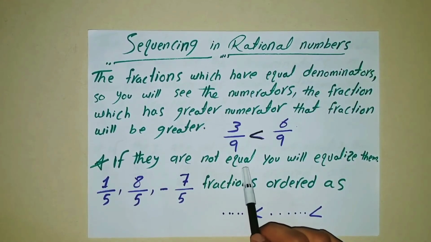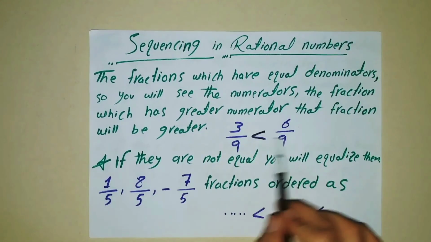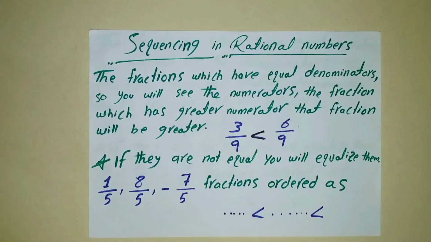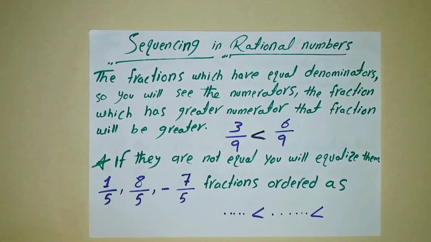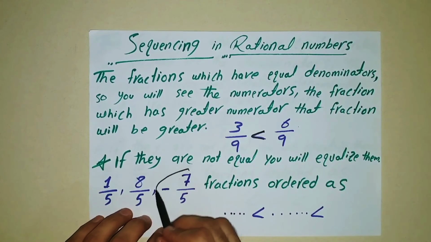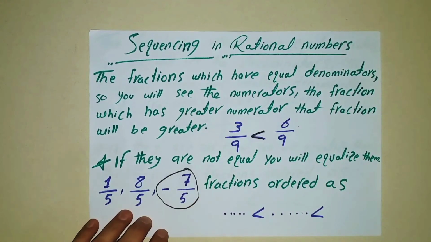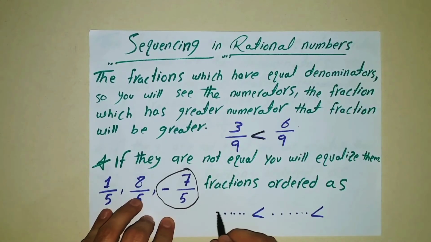If they are not equal, you will equalize them. Let's put these kinds of questions in order. If it is a minus, it is the smaller number. If it is negative, it will be the smaller number.